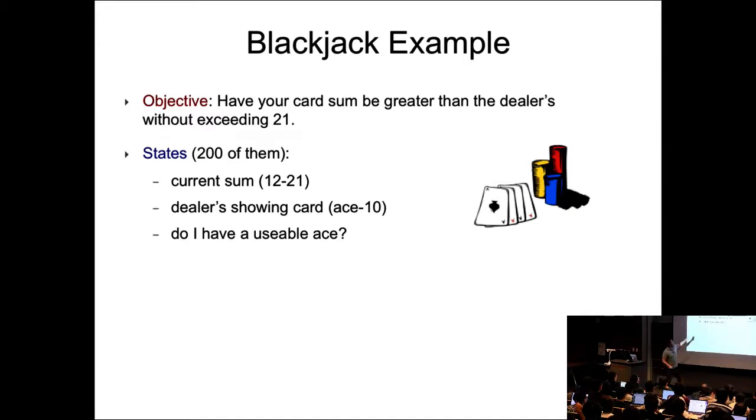And then you're also looking at the dealer's showing card. The dealer has a card, which could be an ace or 10, any one of those cards. And then another part of the state is: do I have a usable ace? Apparently in blackjack, your ace can be counted as 1 or 11. So you basically say, do I have a usable ace or not?